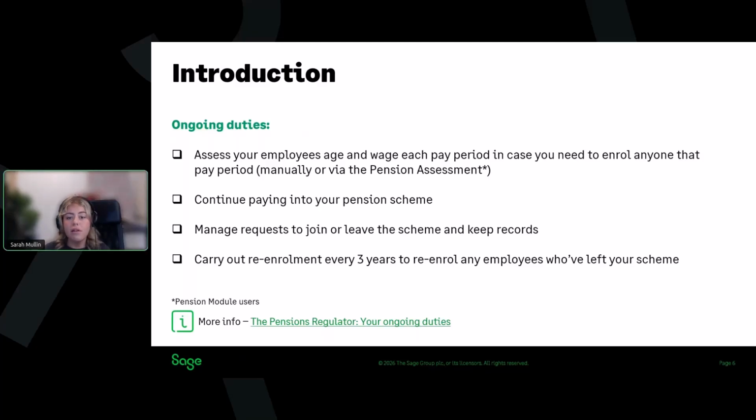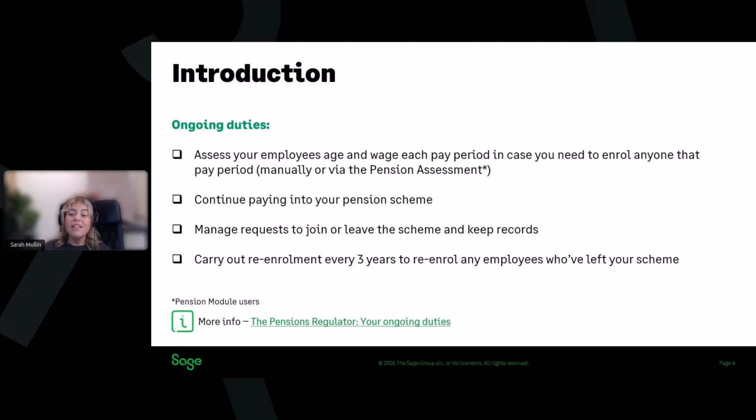And last but definitely not least, every 3 years you are required to carry out re-enrolment duties. So what this means is re-enrolling any eligible employees who have previously opted out of the pension scheme. Now, this is a legal requirement. They don't have the option to opt out before that. So if they have opted out, they do need to go back in every 3 years, unless they've opted out in the previous year. But again, we do have another webinar on that.